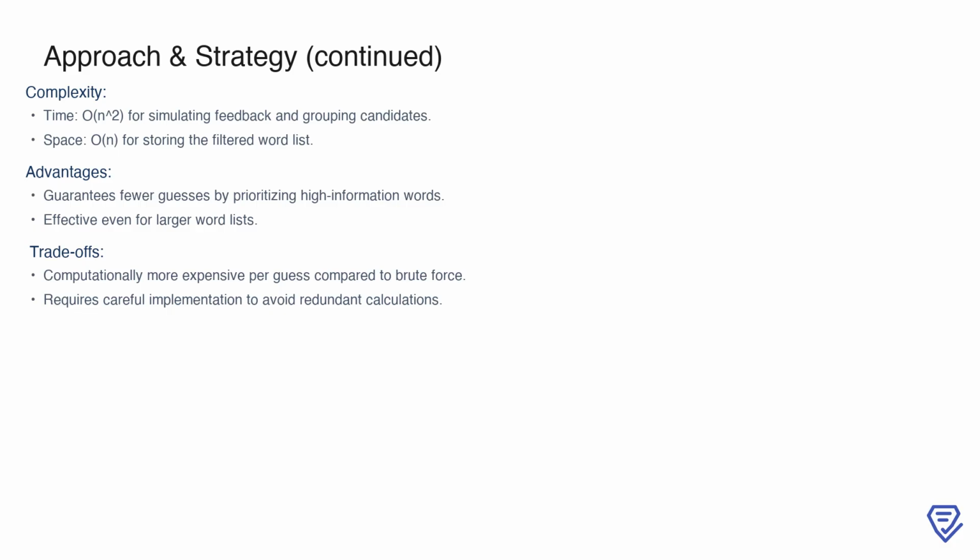This optimized strategy does come with its own computational overhead. The time complexity is n squared, as we need to simulate feedback for each word against all others and group the candidates accordingly. However, it uses only n space to store the filtered word list. The advantage of this approach is its ability to guarantee fewer guesses by prioritizing high-information words. This makes it highly effective for larger word lists where minimizing the number of guesses is critical.